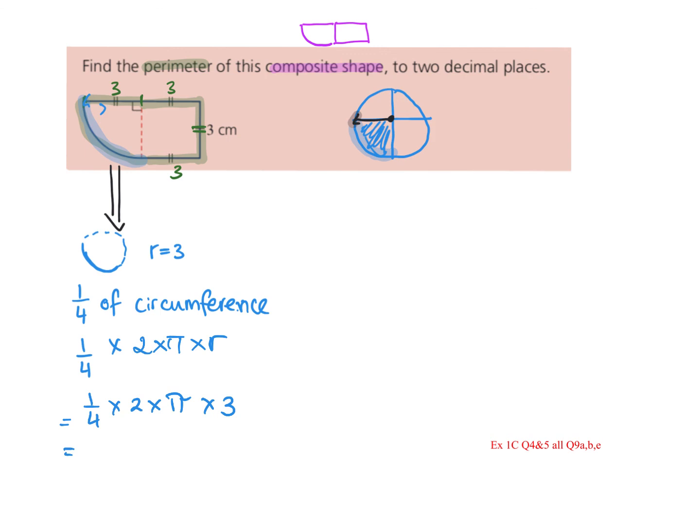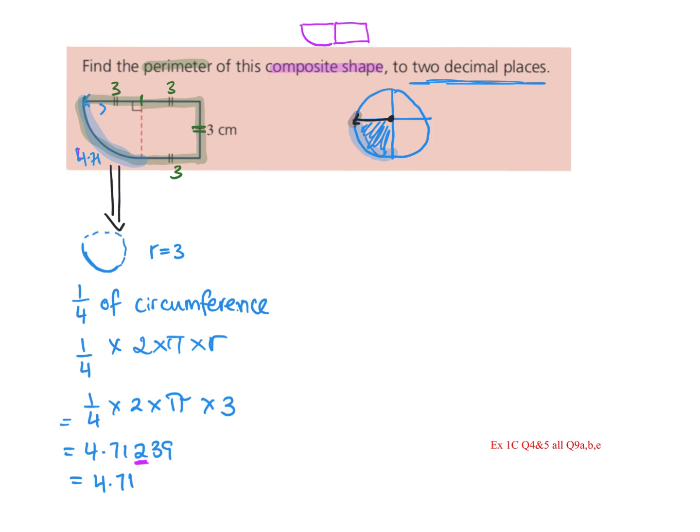So we've done that on the calculator and we got 4.71239, but it did say 2 decimal places, so I'll round this bit to 2 decimal places, so 4.71. What I did is I looked at this third number, it was under 5, so it remains the same, so it's 4.71. So now I know that this little bit up here, the blue bit, is 4.71.